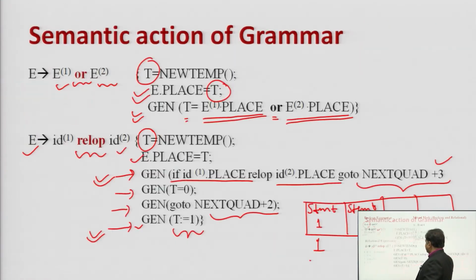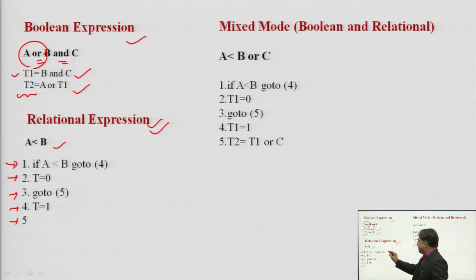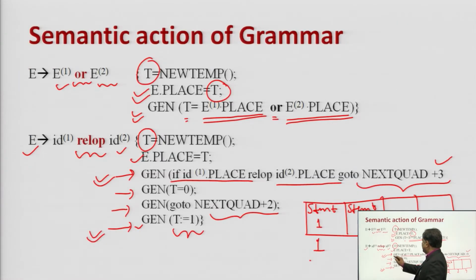With the help of this semantic action: generate if id1.place relational operator id2.place, go to nextquad plus 3. So, this is my value of nextquad: this is 1, this is 2, this is 3, this is 4, this is 5. That means, this statement is residing in the quadruple array at location number 1, and the others at locations 2, 3, 4 and 5. On the same pattern, generate if id1.place relational operator id2.place, go to nextquad plus 3. This is my first statement.